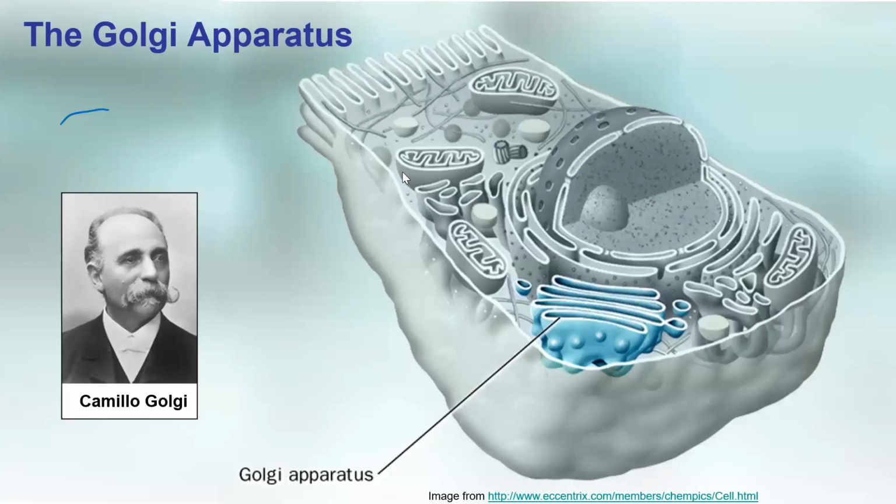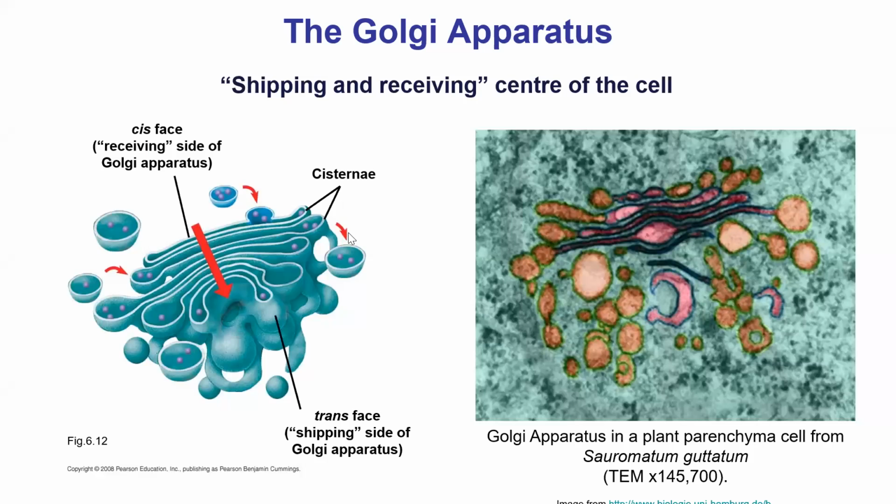Okay, moving on to the Golgi. The Golgi body or the Golgi apparatus, or you can just call it the Golgi, is named after this guy here, Camillo Golgi. He was staining cells and saw something that looked unique, and eventually this organelle was named after him. It looks like a bunch of flat pancakes. So let's talk about the Golgi. There's a micrograph of the Golgi on the right, and the cartoon on the left.